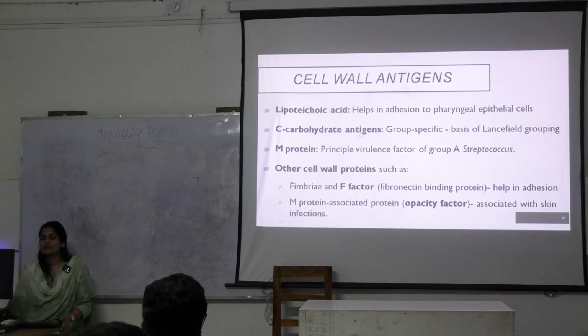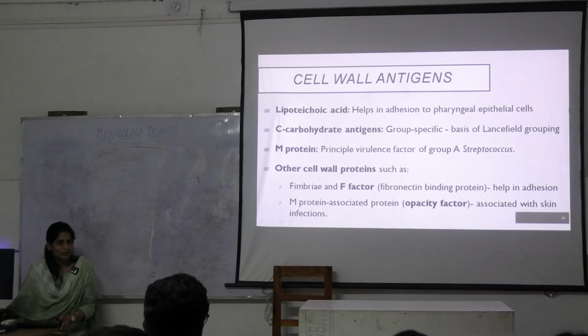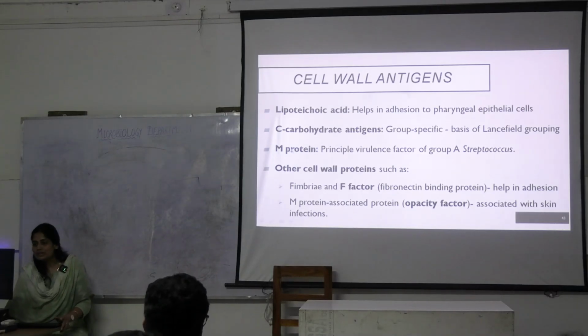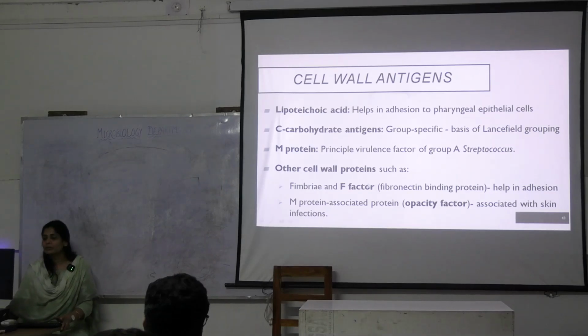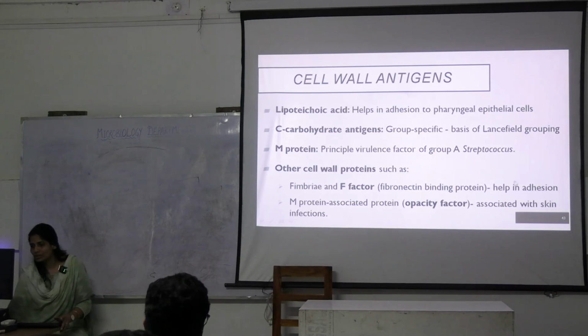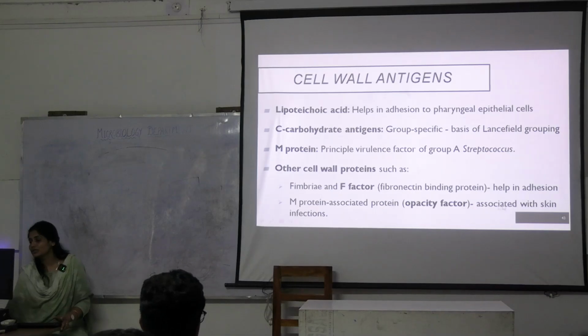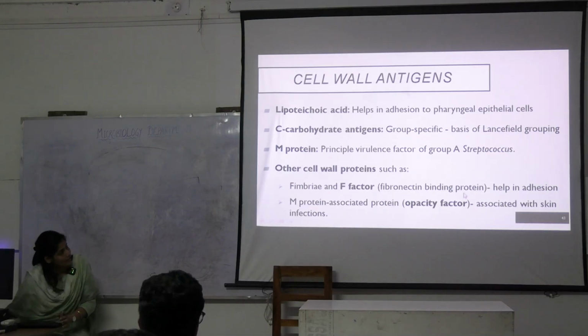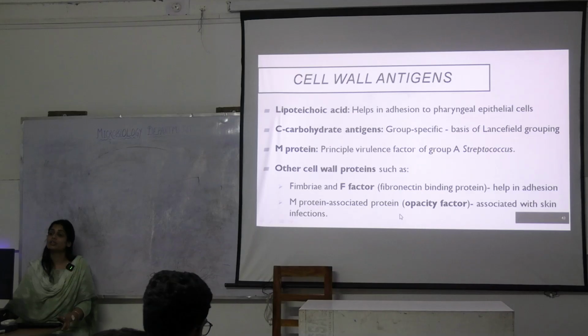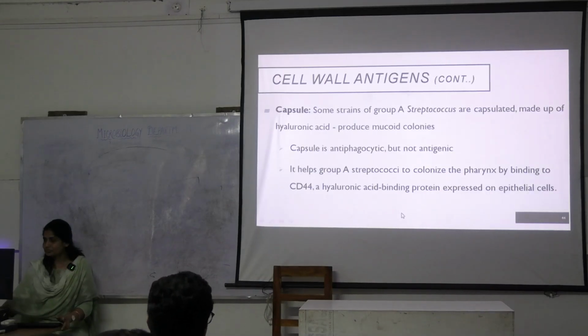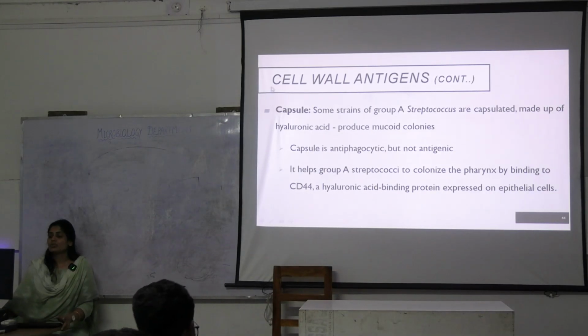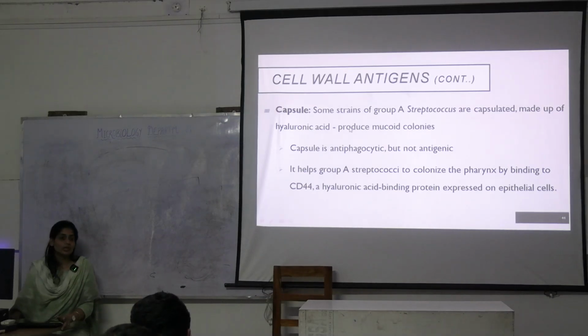Then C carbohydrate antigen was responsible for Lancefield grouping, right? Then M protein is the principal virulence factor, we'll see about it. What are other cell wall proteins? There are F factor, fimbriae, that also helps in adhesion, and M protein associated proteins known as opacity factor, which is associated with skin infections. Then there is the capsule which is anti-phagocytic but not antigenic, right? So you cannot help this with serotyping, serology.